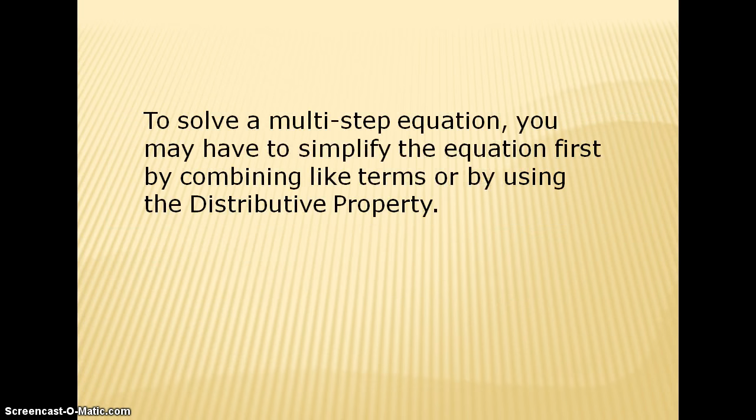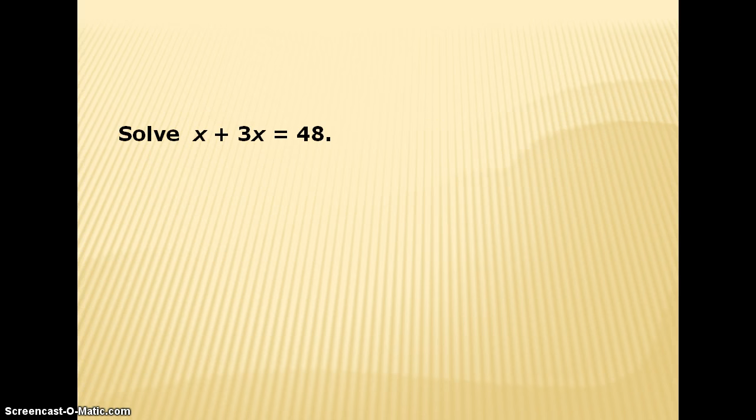To solve a multi-step equation, you may have to simplify the equation first by combining like terms or by using the distributive property, both of which we've worked on previously. For example, if we want to solve x plus 3x equals 48, we need to start by combining everything that we can to get it in its simplest form. We have 1x plus 3x, so let's combine them to make it 4x.